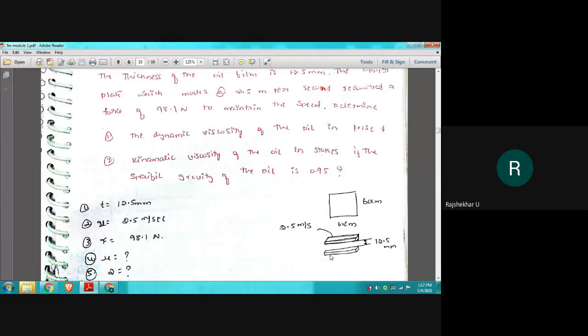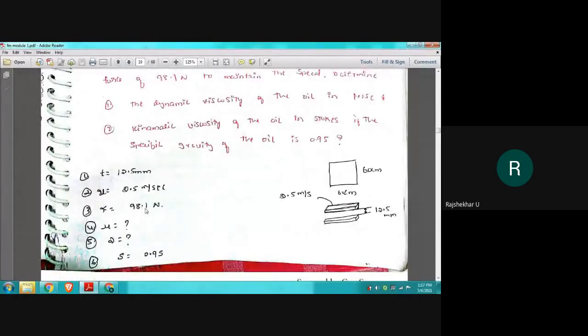Bottom plate velocity is 0. Okay, so u or du is 2.5 meter per second and the force applied is 98.1 Newton for this much velocity of the plate. Then mu we are finding out. Also we are finding out kinematic viscosity. We have to note that specific gravity is 0.95. So these are the parameters.